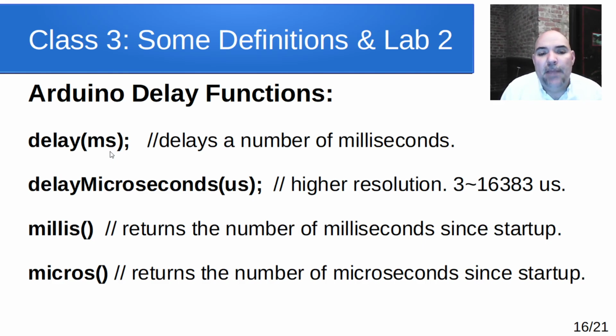There's also a delayMicroseconds function, which looks the same as delay, but you say delayMicroseconds in camel case here, and you put the microseconds in here. So that is a higher resolution delay than milliseconds, obviously, because microseconds are much smaller. And this can range anywhere from 3 to 16,383 microseconds. And why is this 3? Well, the reason that's 3 instead of 2 or 1 or 0 is because there's some overhead in calling the function itself that takes up some time. So the lowest you could get is 3 microseconds out of calling this function. So if you call it with 2 or 1 or 0, you're still going to get 3.